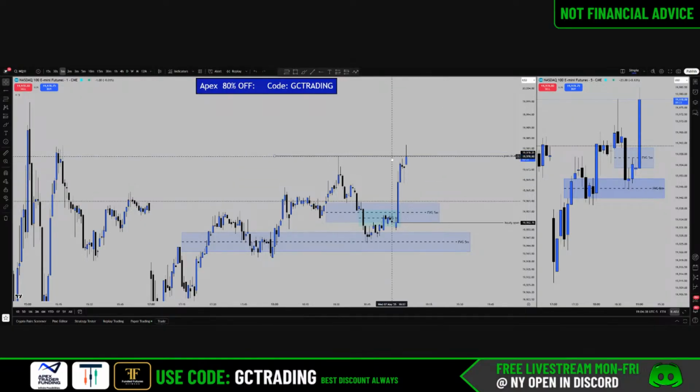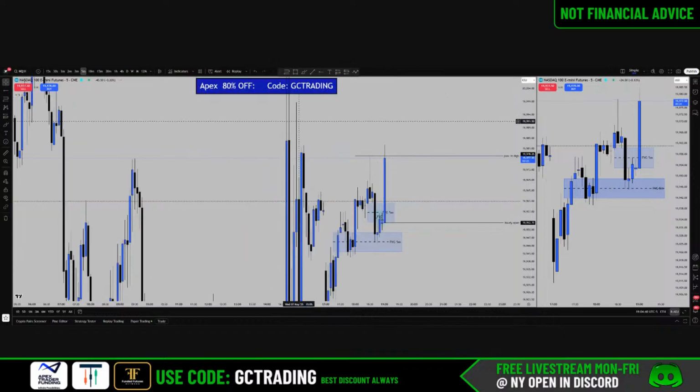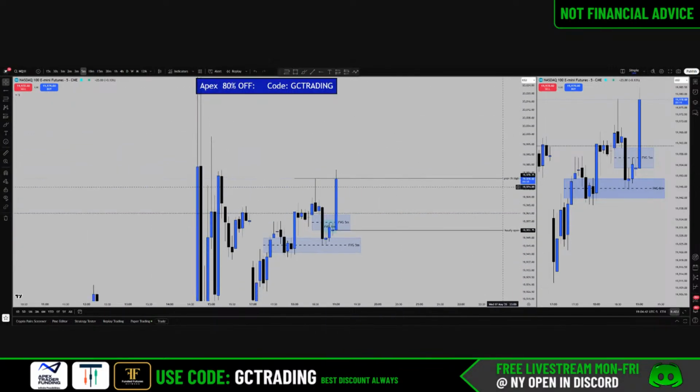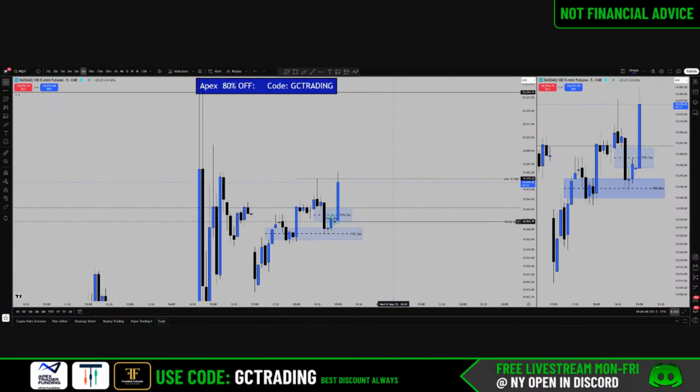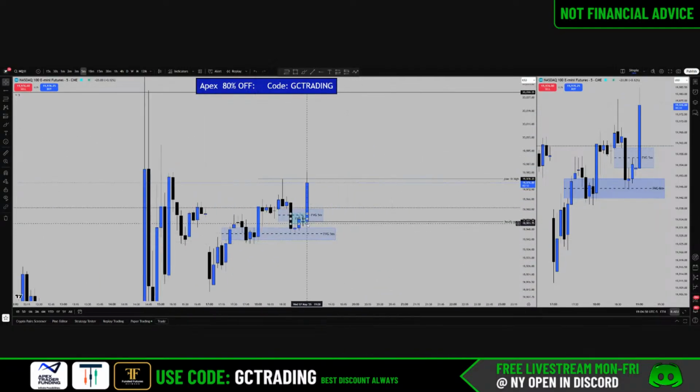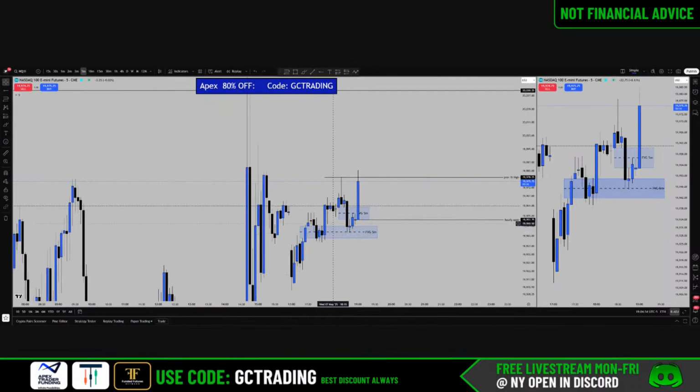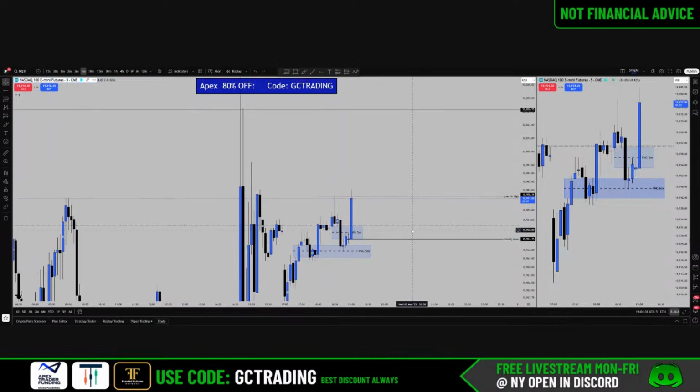All right, so we're taking out that high right there. This 5 minute candle is going to close in 15 seconds here. I'm going to delete this 1 minute. So what happened here? We came down, tapped into the 5 minute gap, respected it again, inverse this 5 minute gap, right?